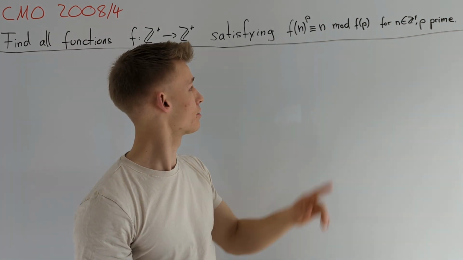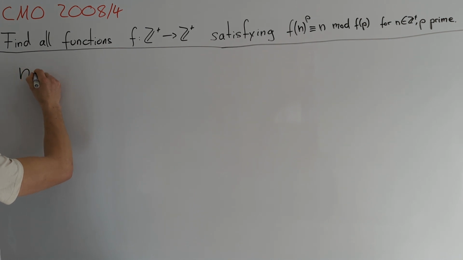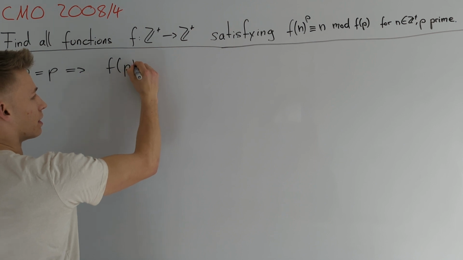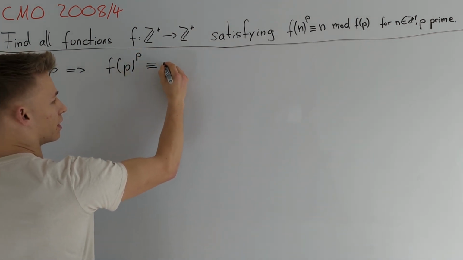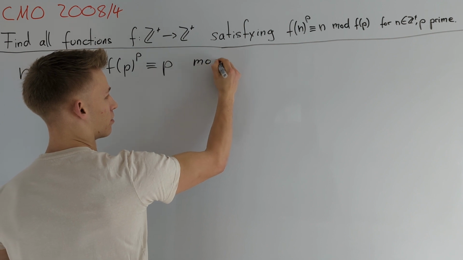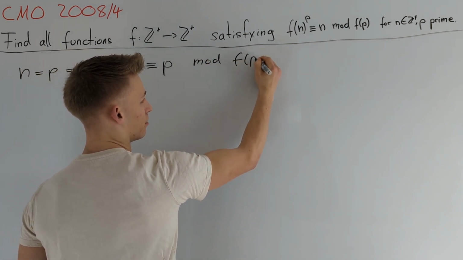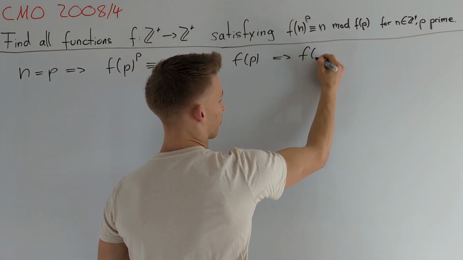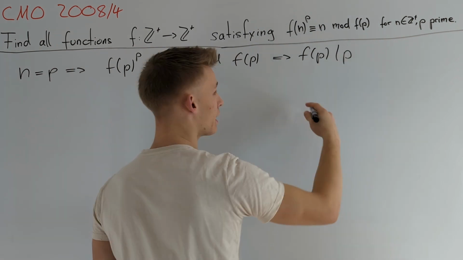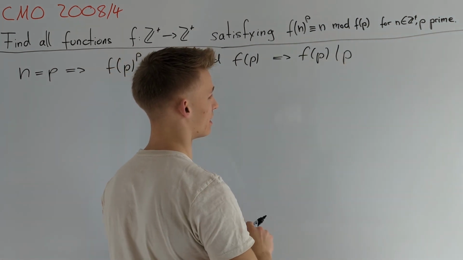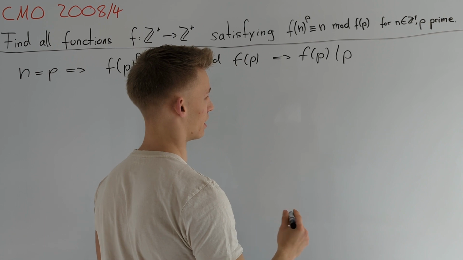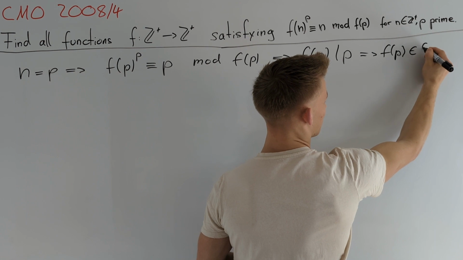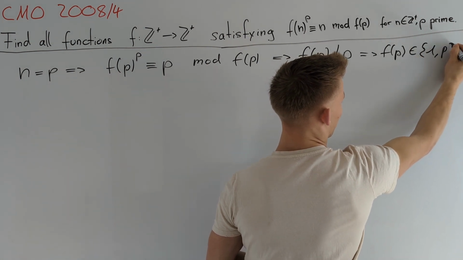Therefore, one good idea is to plug in n equals p, which tells us that f(p)^p is congruent to p modulo f(p). But this tells us now that f(p) must divide p. Here we can use the fact that p is a prime number and therefore has only two divisors, namely 1 and p, to conclude that f(p) is in the set {1, p}.